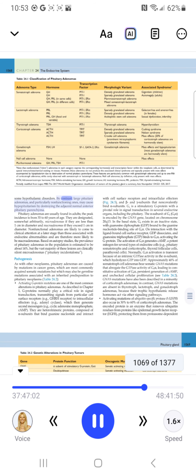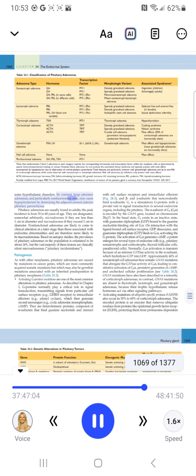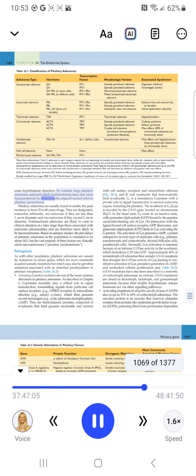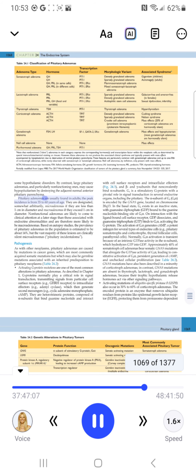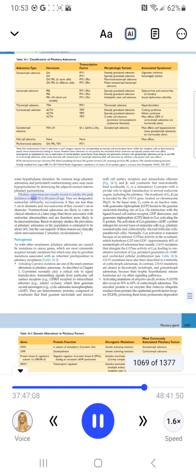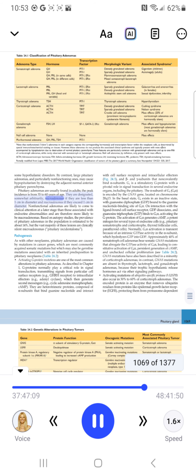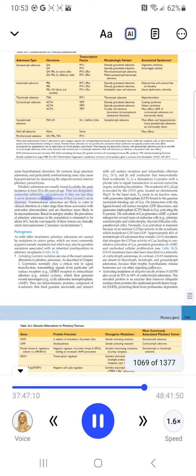By contrast, large pituitary adenomas, and particularly non-functioning ones, may cause hypopituitarism by destroying the adjacent normal anterior pituitary parenchyma. Pituitary adenomas are usually found in adults. The peak incidence is from 35 to 60 years of age. They are designated, somewhat arbitrarily, microadenomas if they are less than 1 centimeter in diameter, and macroadenomas if they exceed 1 centimeter in diameter.